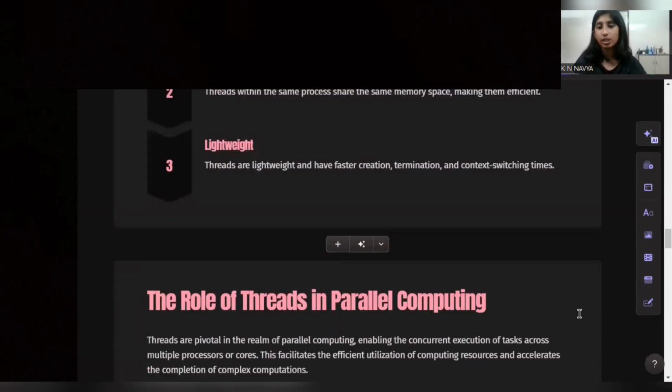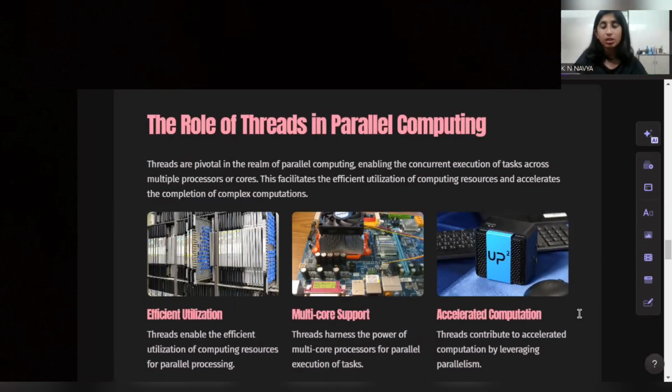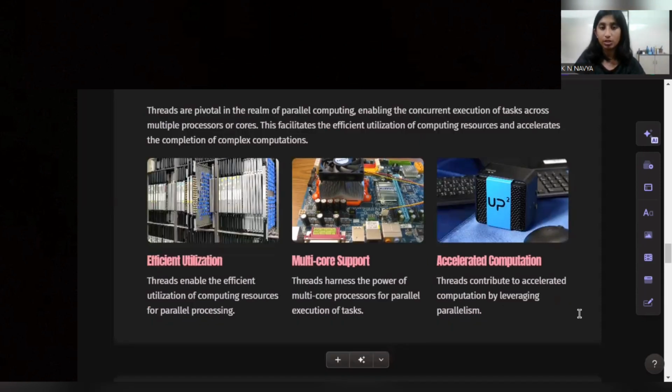The role of threads in parallel computing. Threads are pivotal in the realm of parallel computing, enabling the concurrent execution of tasks across multiple processors or cores. This facilitates the efficient utilization of computer resources and accelerates the completion of complex computations.